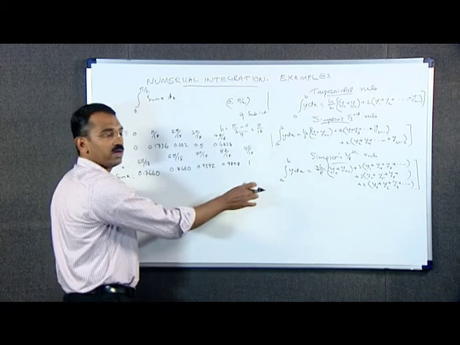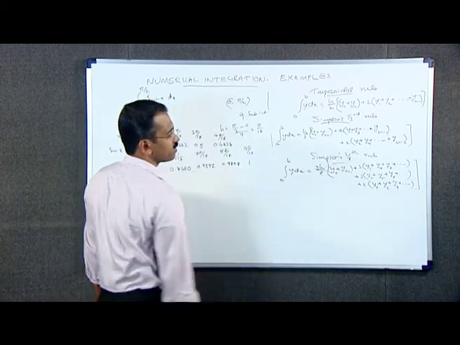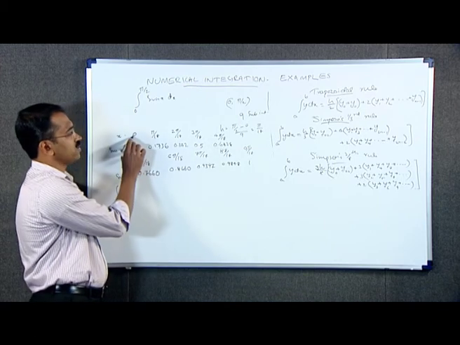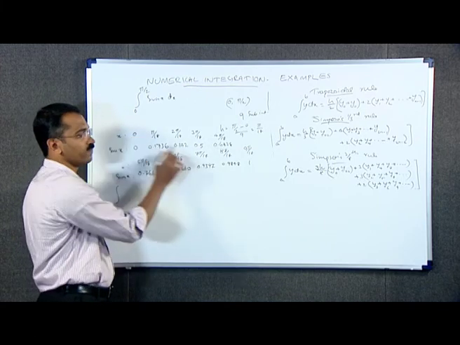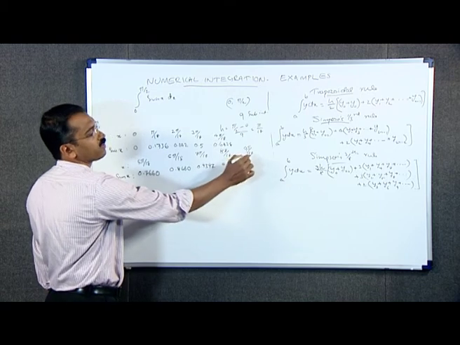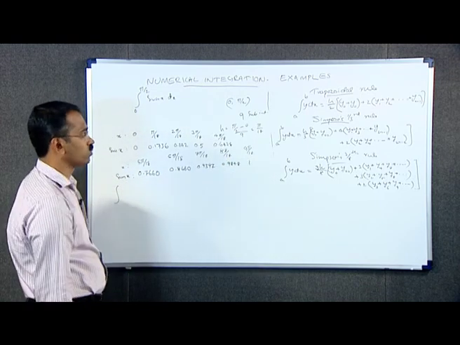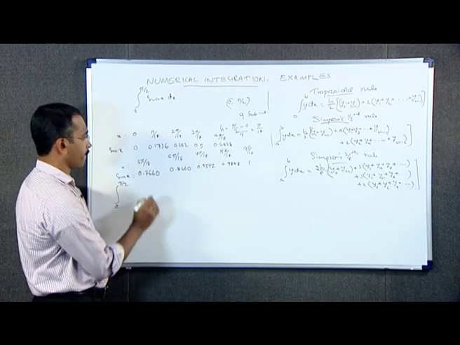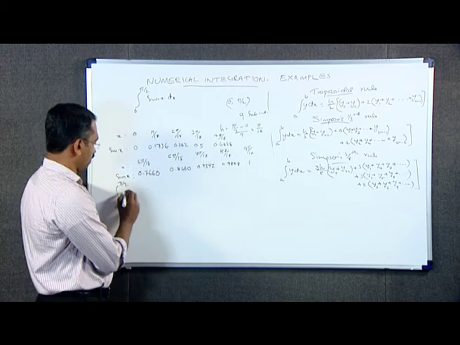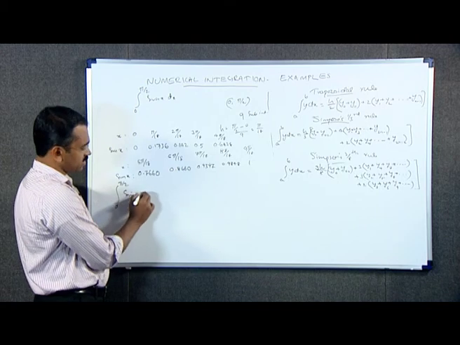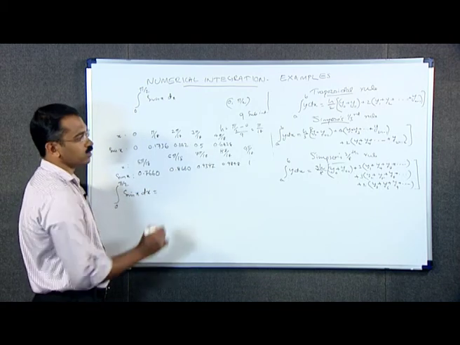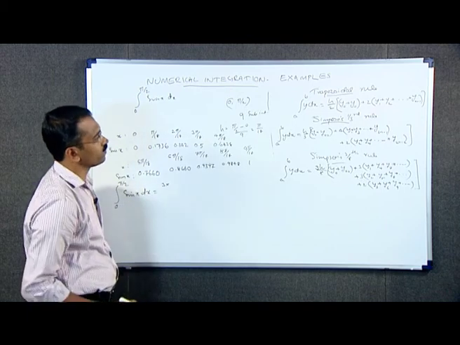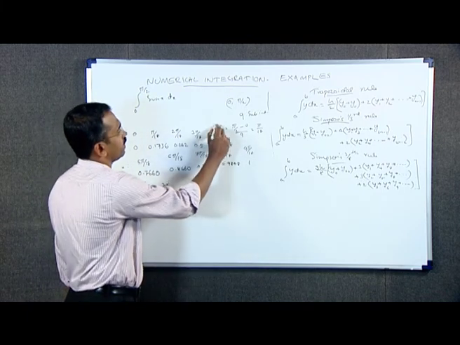Now, by the formula for Simpson's 3/8 rule, here a is x naught, that is 0, and b is 9 pi by 18, that is pi by 2. The integral from 0 to pi by 2 of sin x dx, where y is sin x, is equal to 3h by 8, that is 3 into h, which is pi by 18.